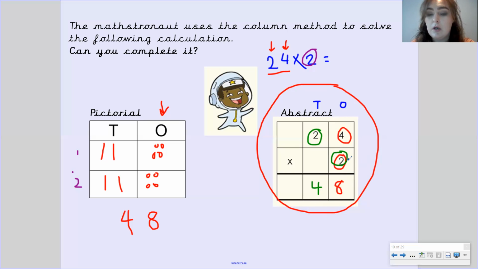So first we do the ones column, 2 times 4. Then we do the tens column, 2 times 20. And it gives us the answer of 48.